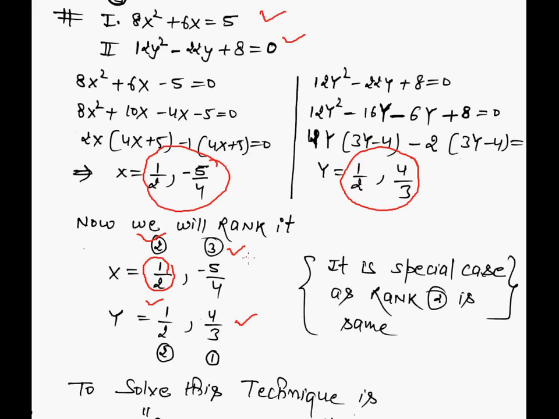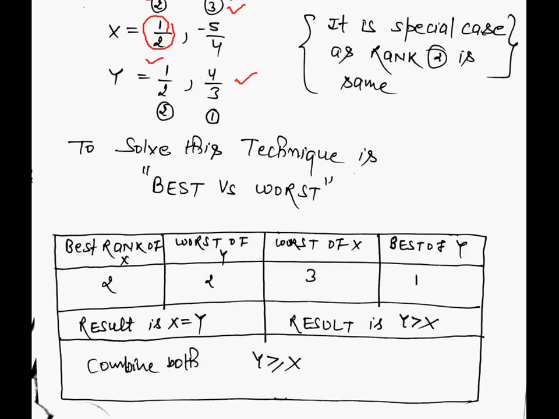If the rank is the same for both, so 2 is the same here and here, then how will we compare? Then we will go by a technique called best versus worst. See, first compare the best rank of x. Best rank of x is 2 and worst rank of y is 2. Worst means last. This means these two ranks are equal. X and y are equal.